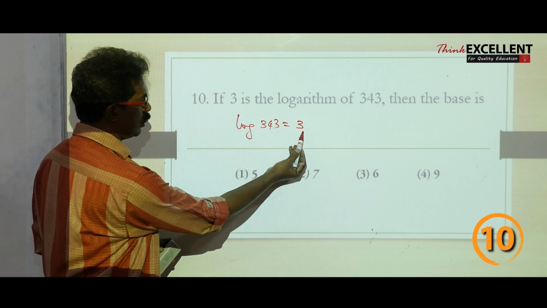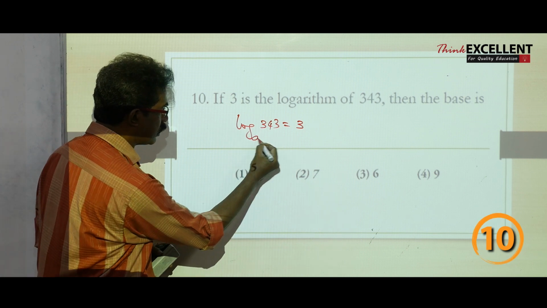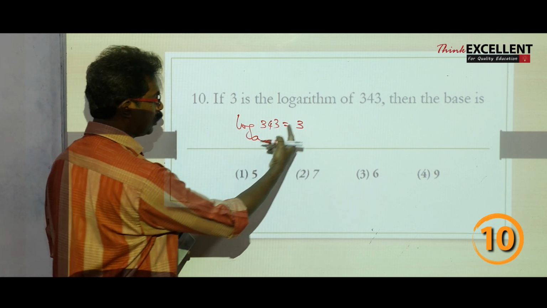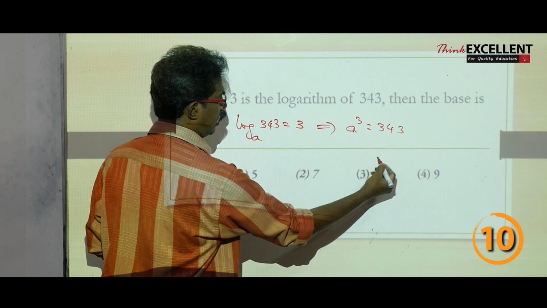3 is the logarithm of 343. Then the base, we have to find the base. I am taking the base as a. Change it into exponential form, a raised to 3. So a raised to 3 is equal to 343.